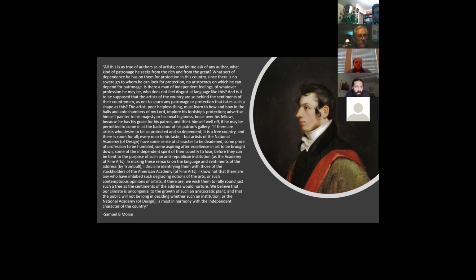The artist, poor helpless thing, must learn to bow and bow in the halls and antechambers of my lord, implore his lordship's protection, advertise himself painter to his majesty or his royal highness, boast over his fellows, because he has his grace for his patron, and think himself well off if he may be permitted to come in at the back door of his patron's gallery. If there are artists who desire to be so protected and so dependent, it is a free country, and there is room for all, every man to his taste.